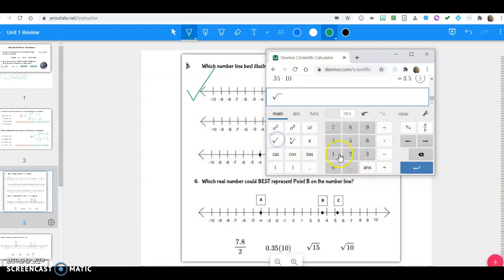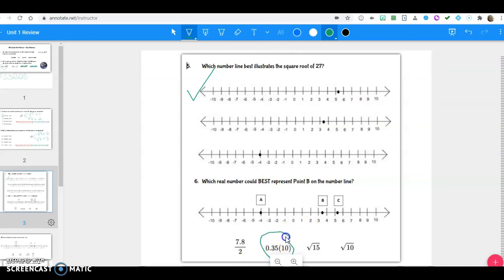The next one's going to be the square root of 15. 3.87, and then the last one's the square root of 10, 3.16. I know that B is dead smack in the middle of between 3 and 4, so if I go back and compare all of my real numbers as decimals, the one that looks the best to me is going to be this one. So 3.5 times 10 is going to be my answer there.